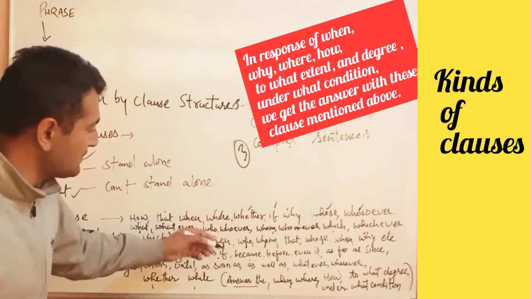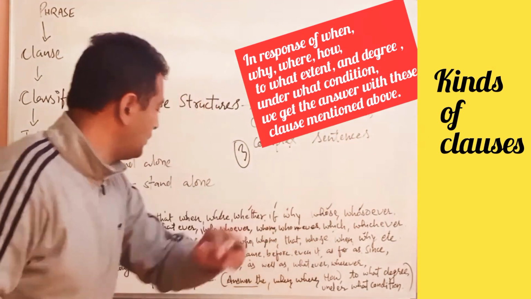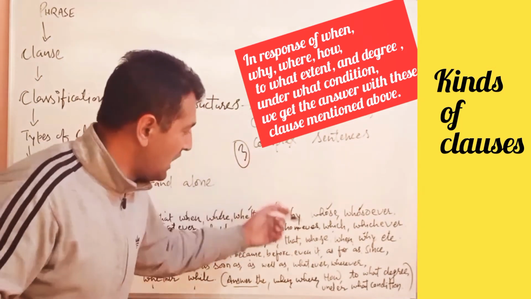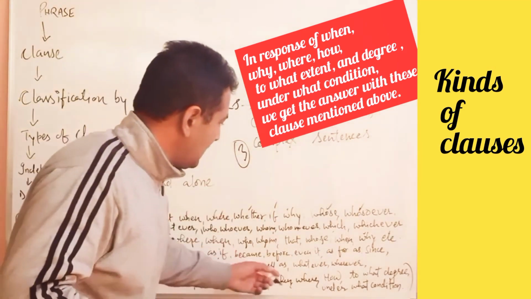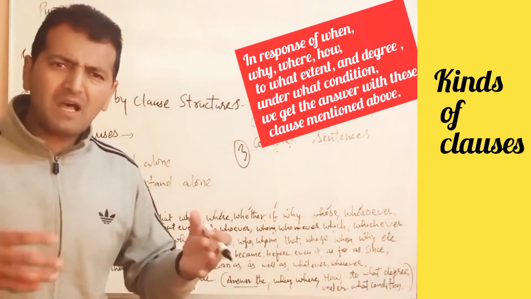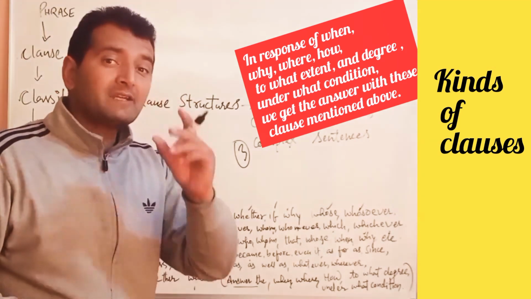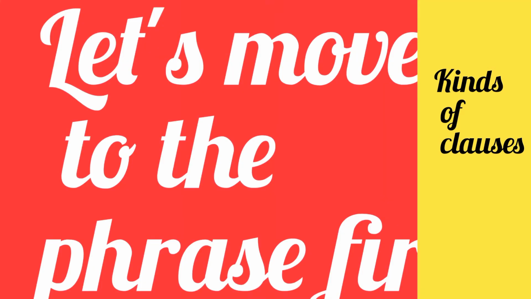See, these are the words, these answer the when, where, how. Okay, answers. ये आंसर करता है when, कि कब. Okay, where, कहाँ, how, and to what degree, कितनी मात्रा तक, and under what conditions, right? It gives the answer of these words, right? I will let you know how this can be used in the sentence. Let's come back to the phrase. I will let you know what is phrase, what is clause.